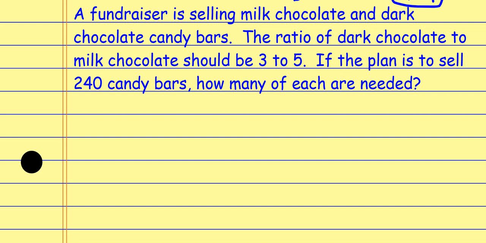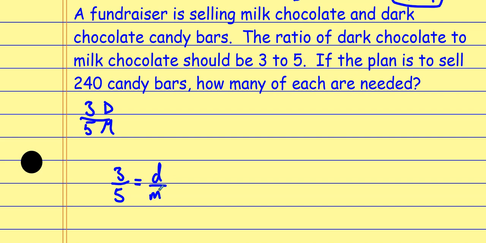And so here's the ratio. The ratio that they give me is 3, that's dark chocolate, to 5 milk chocolate, okay? So that's the ratio that I have. But as I go to set up a proportion, the big thing with proportions, when you set them up, is you got to make sure each fraction is set up the same way. In other words, if I did 3 over 5 for my first fraction, that was dark chocolate over milk chocolate, my second fraction has to be dark chocolate over milk chocolate. So maybe I'll call the dark chocolate candy bars D and the milk chocolate candy bars M.